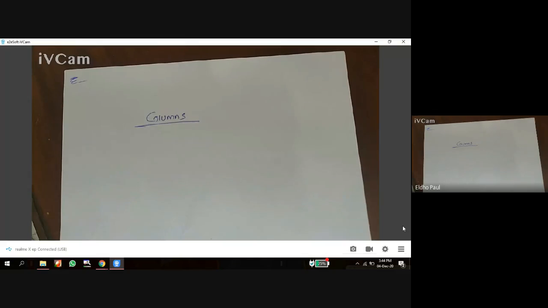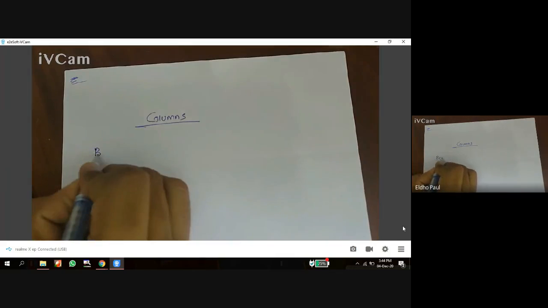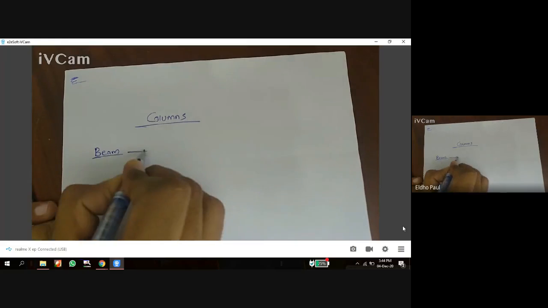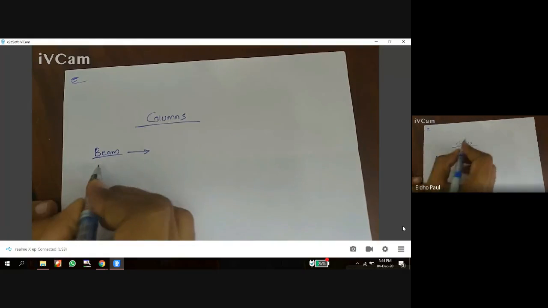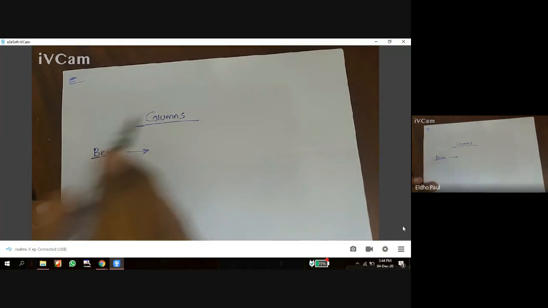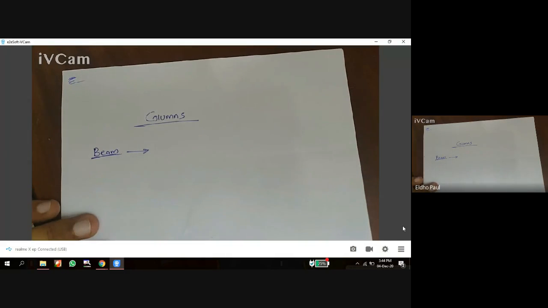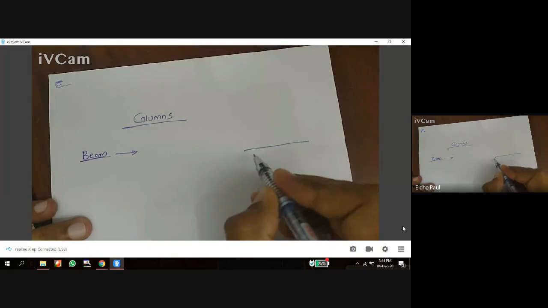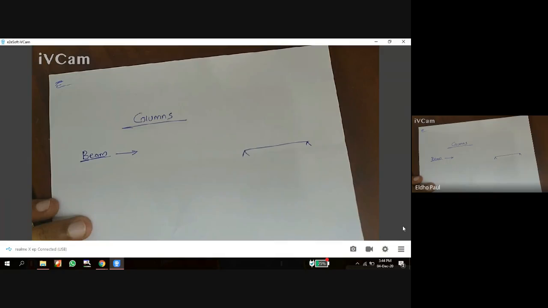Okay, good day. In this lecture, we are going to discuss columns. We already discussed what a beam is. Both the column and the beam are structural members, and how can we distinguish between them? The beam is a horizontal member.